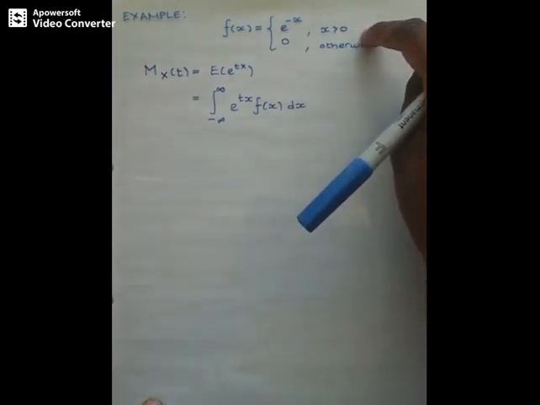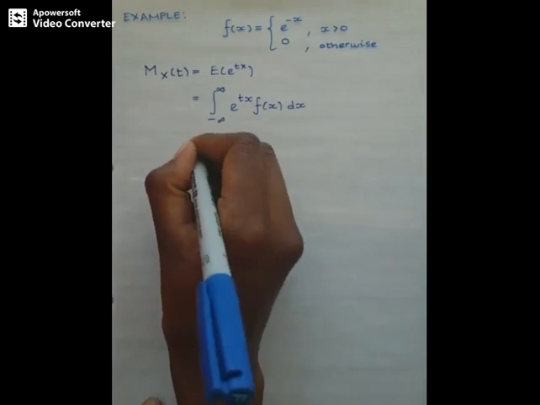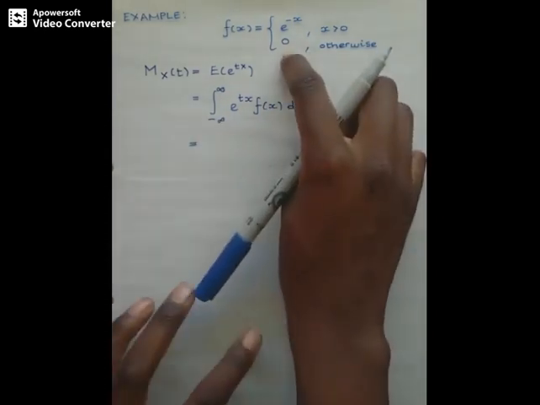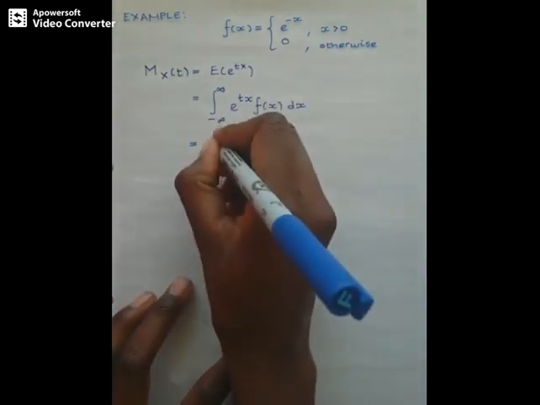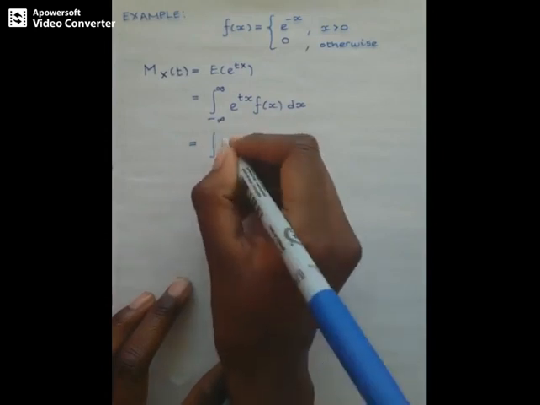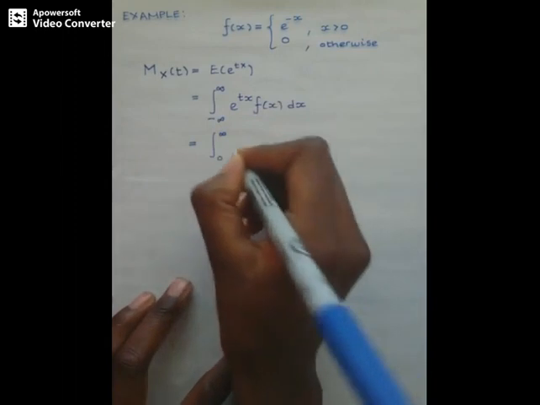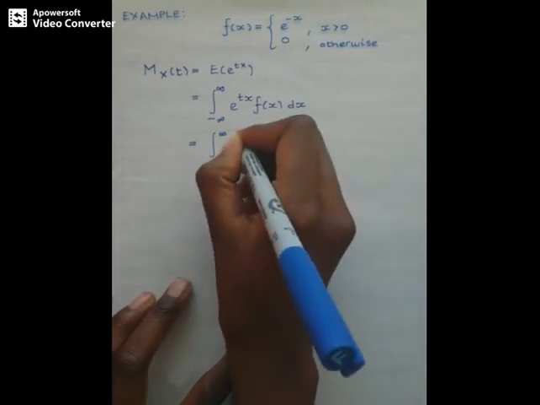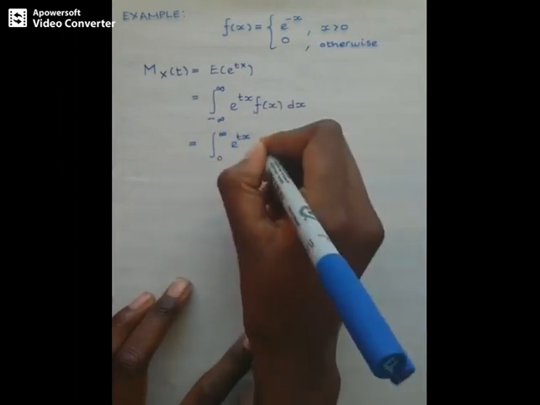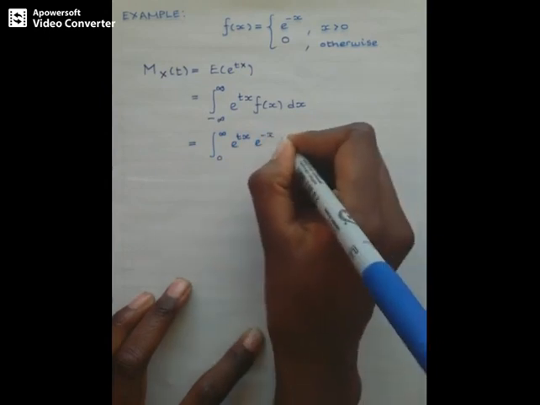So I'm not going to bother with the other values where this function is equal to 0, because the integral is just going to be 0. So in the next line, instead of minus infinity, I'm going to put 0, and x goes all the way up to infinity. And then it's still going to be e to the tx times e to the minus x dx.